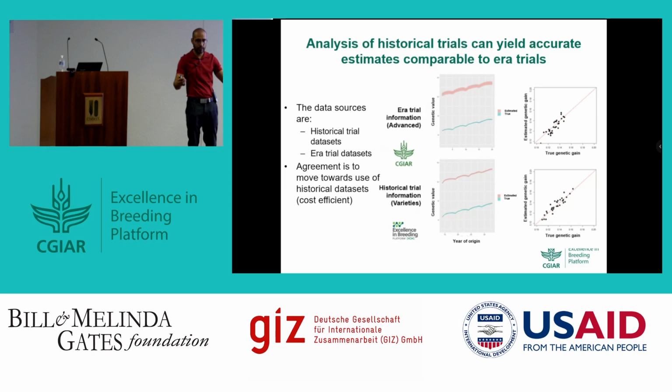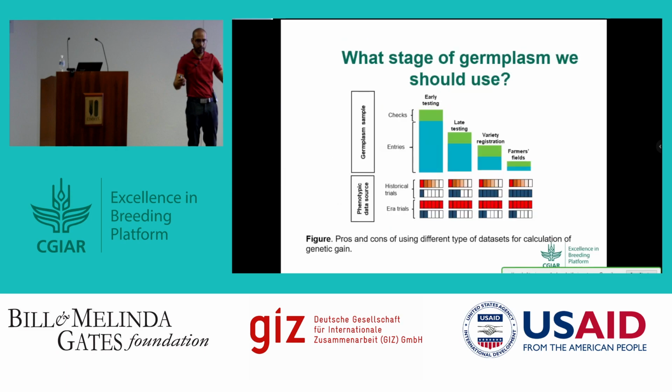Go for it. What we didn't foresee is that in our simulations, we were basically simulating very good patterns of connectivity. Basically, checks stay in there for long periods of time. As we will see later, when we take a look at the real data, we will notice that there were some discrepancies. But in general, both methods can be really good to estimate genetic gain, but the historical trial is a cheaper one. That was kind of the first question that we addressed.